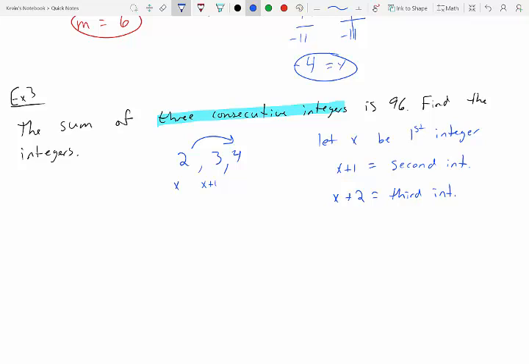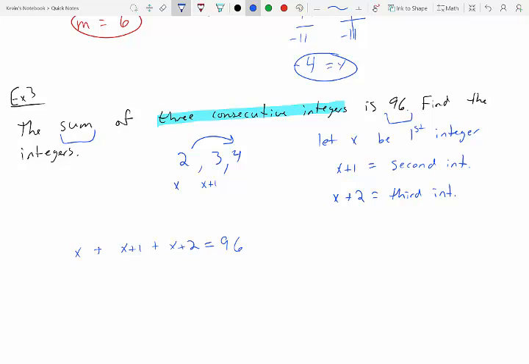Okay, so I have my first integer is x, my second one is x plus 1, my third one is x plus 2. And I'm finding a sum. So sum means addition, so I'm going to add them all. So x plus x plus 1 plus x plus 2 equals my sum of 96.